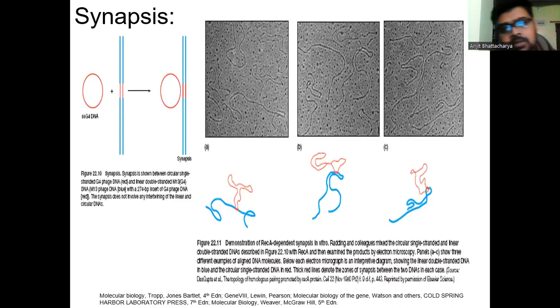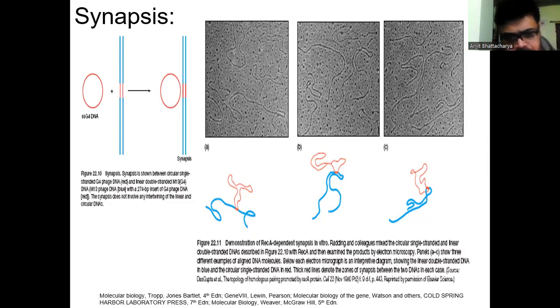Then there are electron micrographic images of synapses. Here you can see these two DNAs aligning with one another like this. Here also they are forming some kind of joint, maybe a plectonemic joint. And also here they can form some joint where we can see kind of strand invasion. So all of these are basically snapshots obtained by electron microscopy.